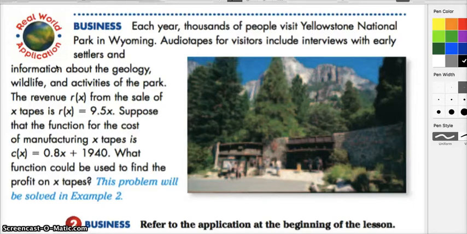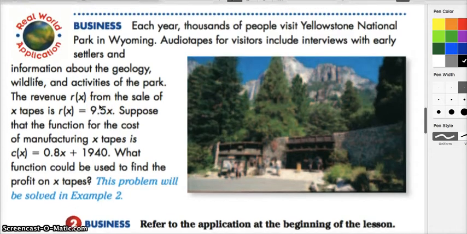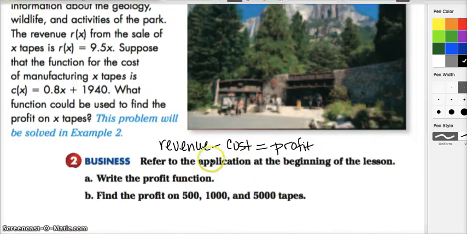What function could be used to find the profit of the tapes? Well, a couple things we need to know. Revenue is all the money that comes in from sales, right? And cost is how much it costs you to actually create the thing. And so when you think about profit, profit has to be the revenue minus the cost. Revenue minus cost is going to give us the profit. So if we're going to write a profit function, we need the revenue function, subtract the cost function, and then the resulting function is going to give me the profit function based on the number of tapes sold.